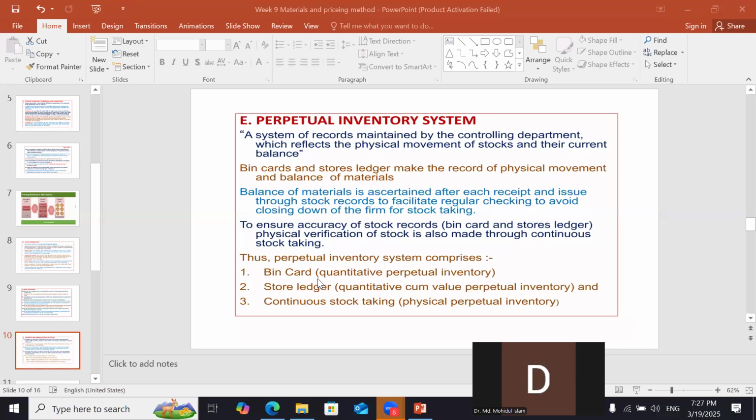Continuous stock taking: physically count the stock, how much production produced, how much was sold. And you count physically the stock position, the stock quantity. This is the perpetual inventory system.